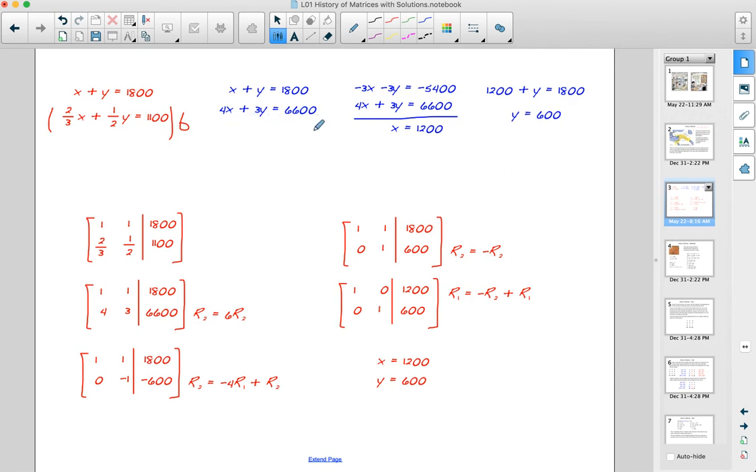I'm not a fan of substitution because it makes you work with fractions. So I'm going to use elimination. What I'm going to do now is take this equation and multiply it by -3. That will give me this equation. And now when I add, I will be able to eliminate the y variable. That will give me x is 1,200. And then back substituting into here, 1,200 plus y is 1,800. That gives me y is 600. So that's what it would have looked like in grade 10.